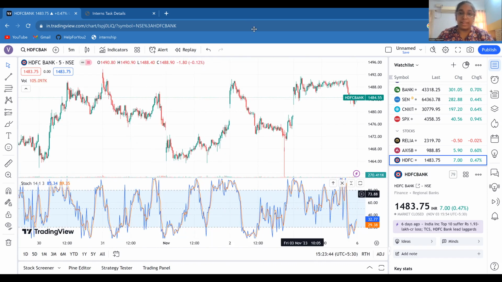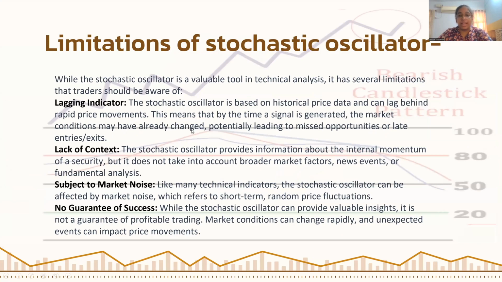Let us go back to the presentation. Let us understand the limitations of the stochastic oscillator. While the stochastic oscillator is a valuable tool in technical analysis, it surely has several limitations that traders should be very aware of. The first is that it is a lagging indicator. The stochastic oscillator is based on historical price data and can lag behind rapid price changes. This means that by the time a signal is generated, the market may have moved forward and the conditions may have already changed, which can lead to missed opportunities or late entries or exits.